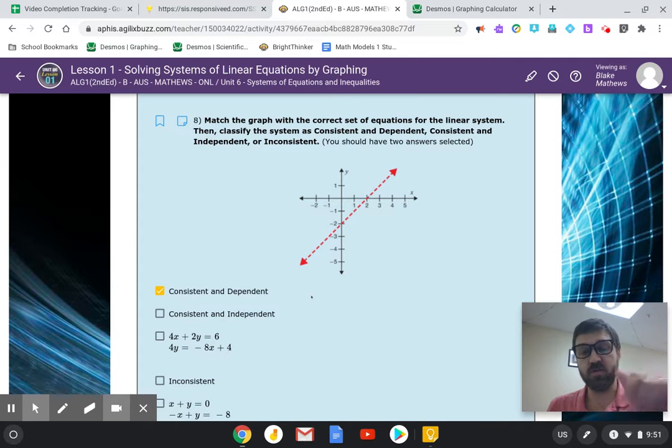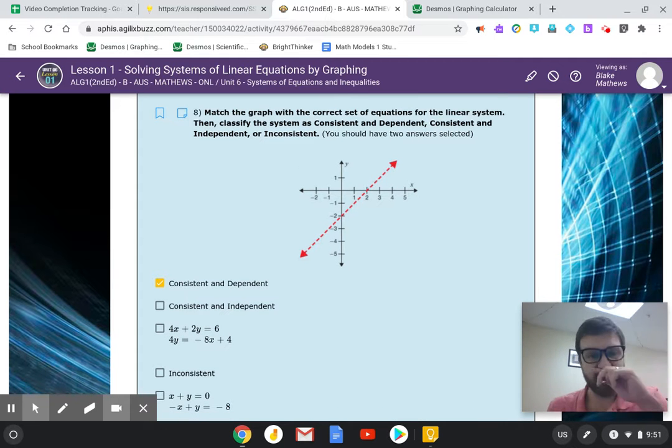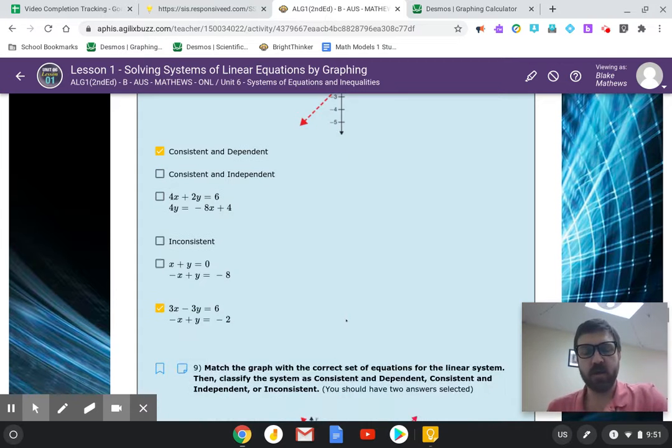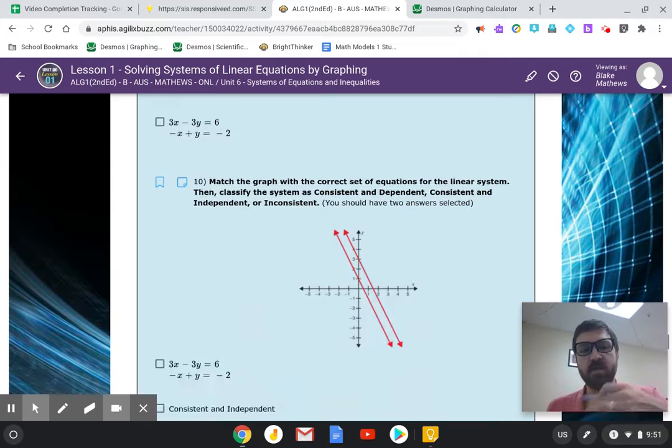So you need to choose two answers. You need to choose one of the statements or one of the names and then one of the sets of equations. So that should get you through number 9, through number 10.